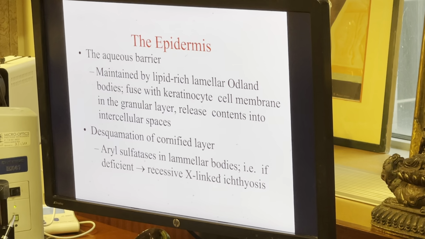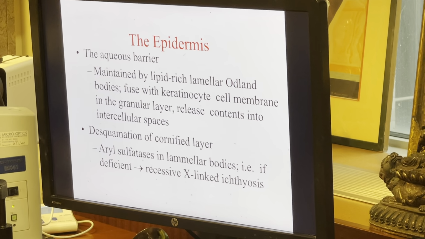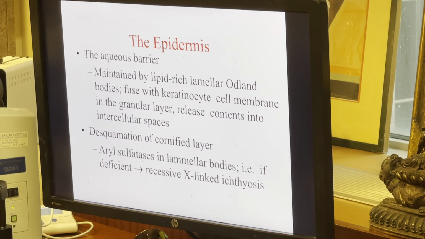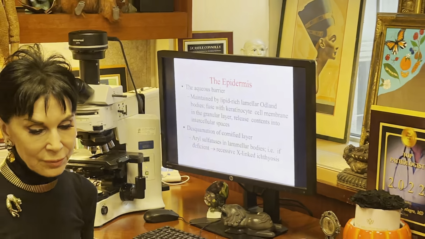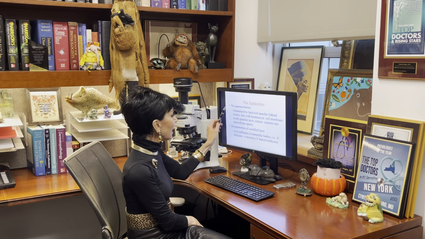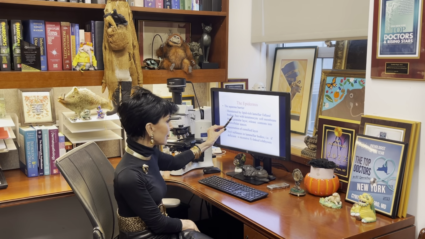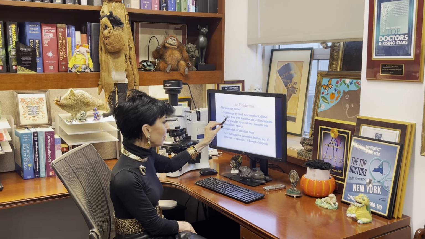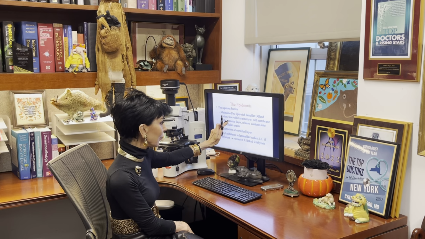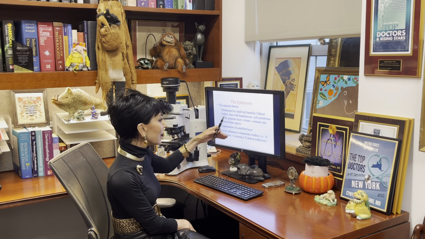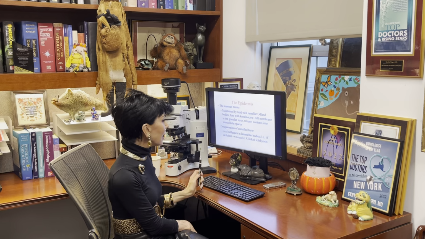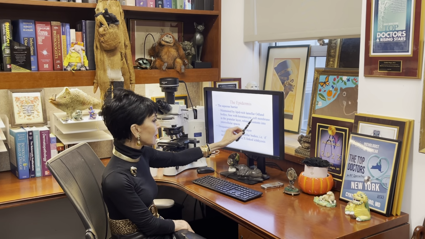So what do we mean by the aqueous barrier? So the aqueous barrier is very key in terms of preventing the egress of fluid from the body and also really preventing external stimuli and products from entering into the body. So the aqueous barrier is maintained by lipid-rich lamellar Odland bodies. Now the Odland bodies are produced by the granular cell layer, and what they are is they are rich in lipids, and they really fuse with the keratinocyte cell membrane.